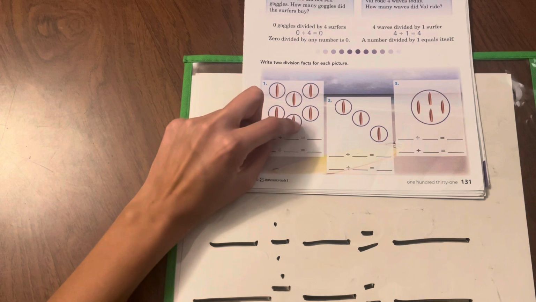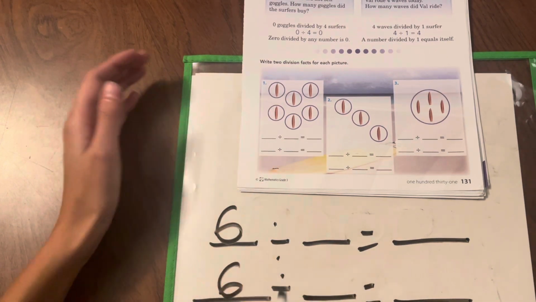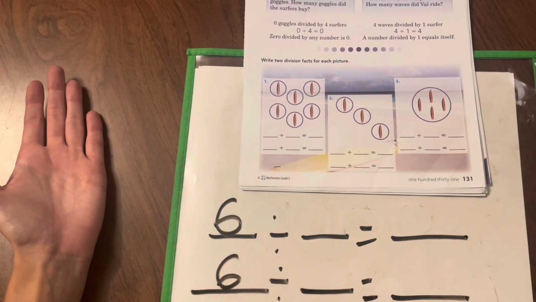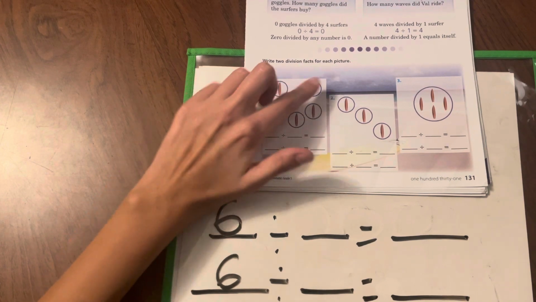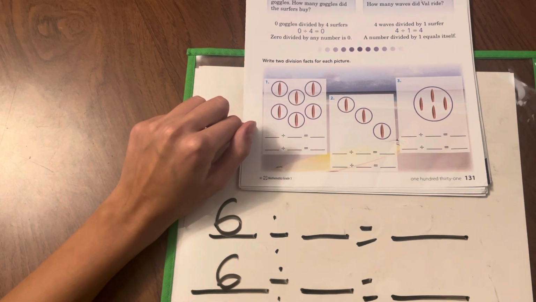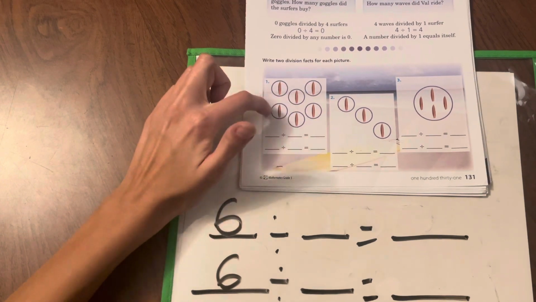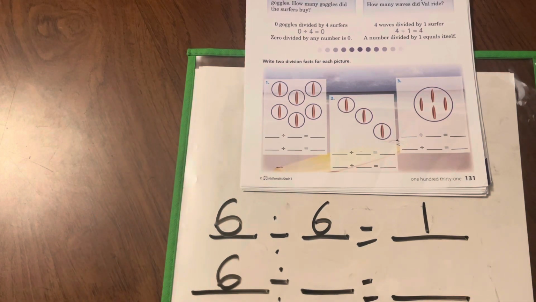1, 2, 3, 4, 5, 6. I have 6 surfboards total, and I'm going to go ahead and put that in both problems because I know for sure that's my big total. So then I have 6 surfboards, and how many groups did I split it up into? Well, I split my surfboards into 1, 2, 3, 4, 5, 6 groups. 6 divided by 6 equals 1 because there's 1 in each circle.